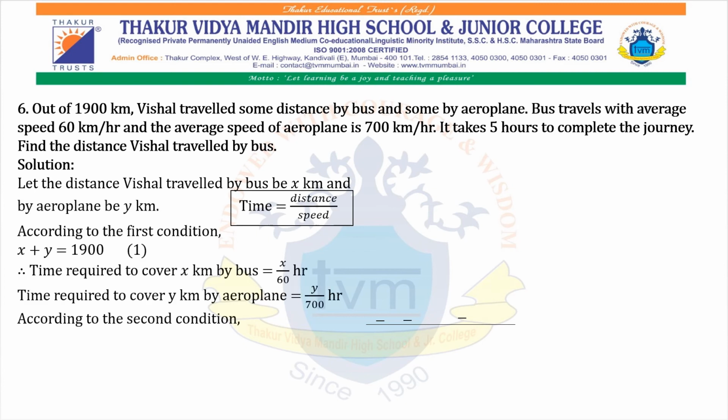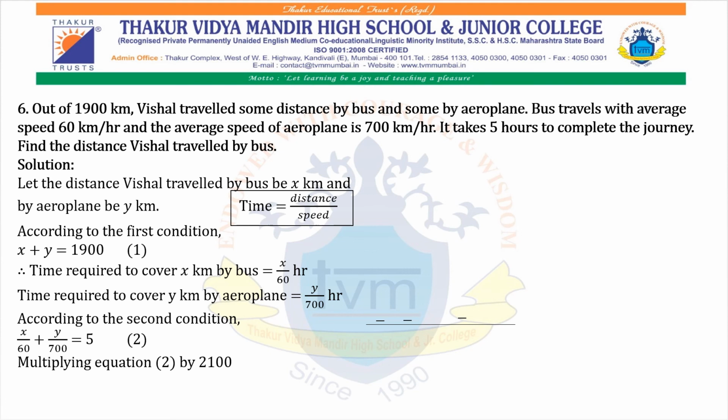Let the distance Vishal traveled by bus be x kilometers and by aeroplane it would be y kilometers. So time is equal to distance upon speed. So according to the first condition, x plus y is equal to 1900. This is equation 1. Now time required to cover x kilometers by bus is equal to x upon 60 hours and by aeroplane y upon 700 hours. According to the second condition, x upon 60 plus y upon 700 is equal to 5. This is equation number 2.